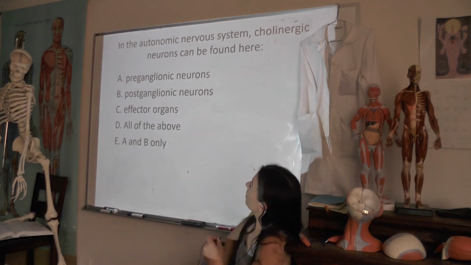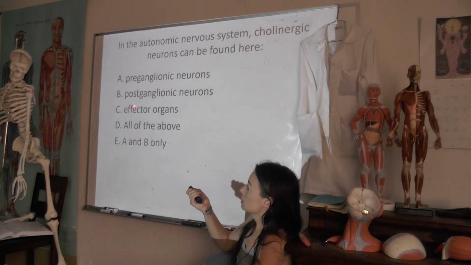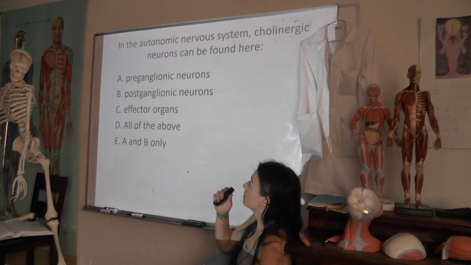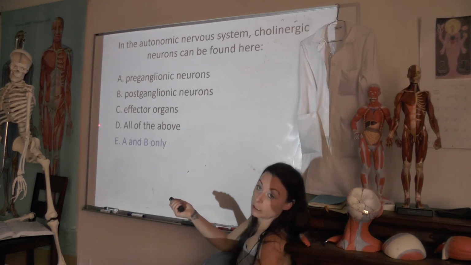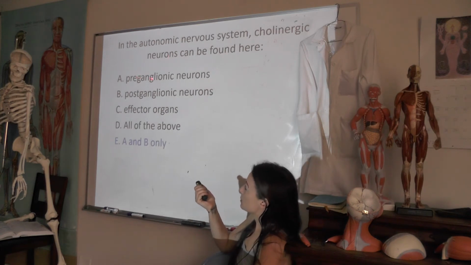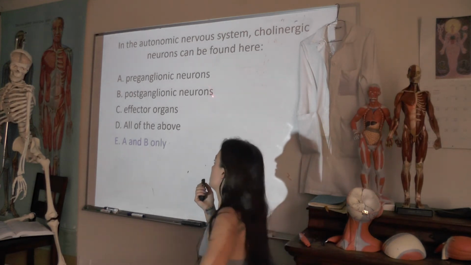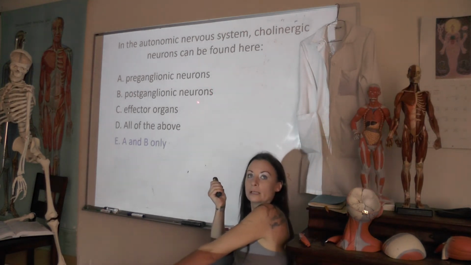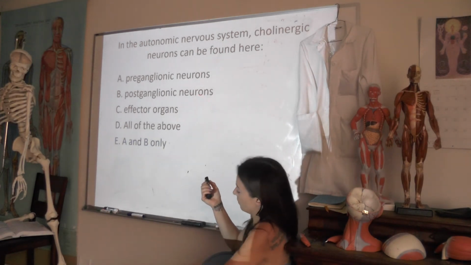Okay. In the autonomic nervous system, cholinergic neurons can be found: A, preganglionic neurons; B, postganglionic neurons; C, effector organs; D, all of the above. Yeah, E, A and B only. In the autonomic nervous system, we can find cholinergic neurons as preganglionic neurons in both divisions, and as postganglionic neurons in which division? The parasympathetic division, right? What are postganglionic neurons in the sympathetic division? Adrenergic.